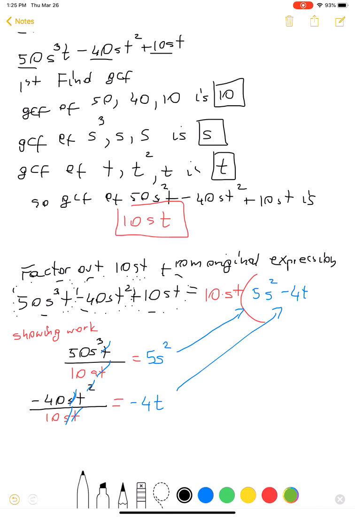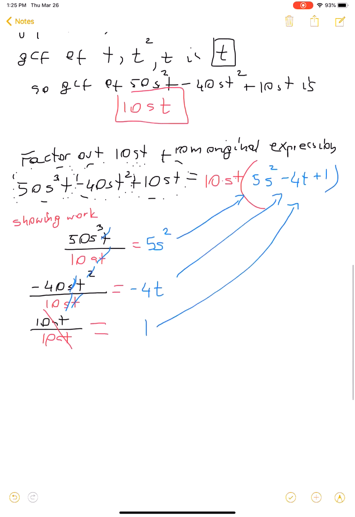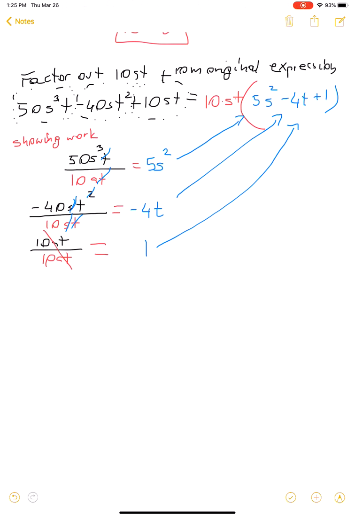And take the last expression, which is 10ST, divide by the GCF, which is also 10ST. Everything cancels completely, so don't forget that, you end up with 1. Okay, you had 3 expressions, that means you have to have 3 expressions in the parenthesis. And that 1 is positive, so plus 1. Okay, so we factored the original expression. Again, you can do the work and simplify the right side, distribute, and you will end up with the original expression.